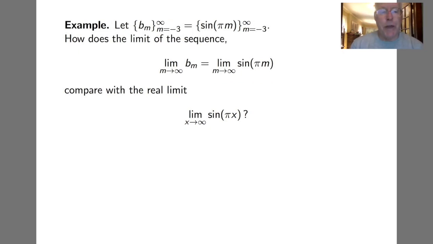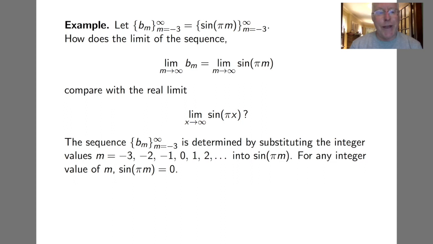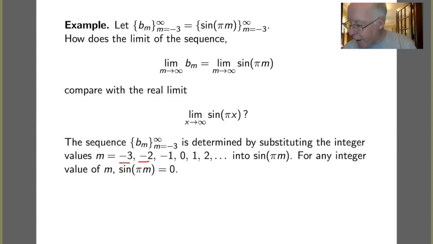So the sequence b sub m first is determined by substituting the integers. We start with -3, then -2, -1, 0, 1, 2. Put those in for the m here. And we find that in each case we get sine of an integer times pi.